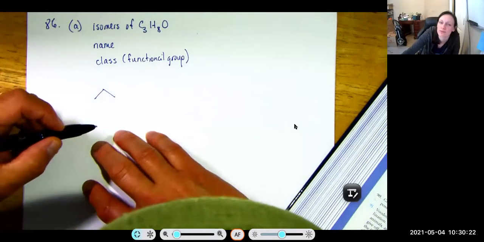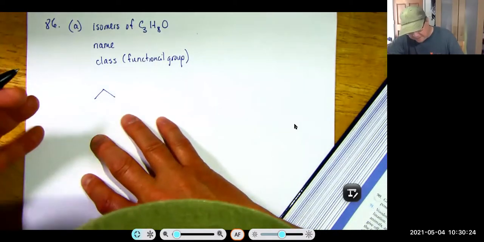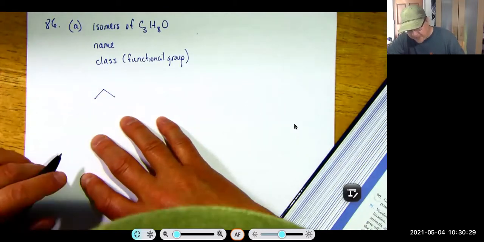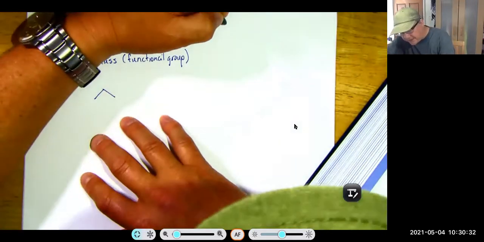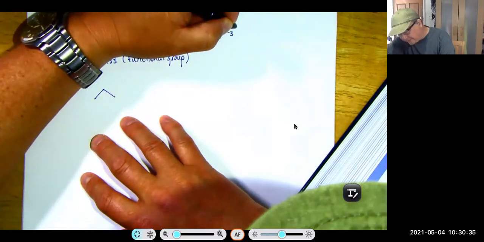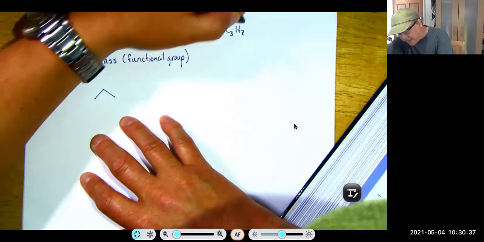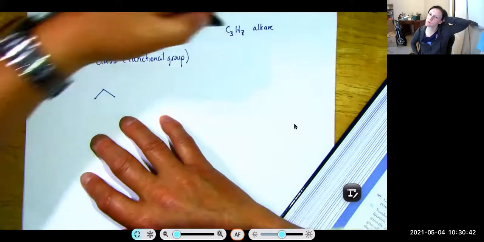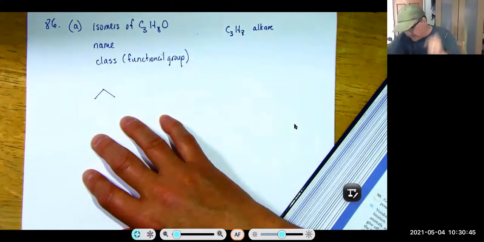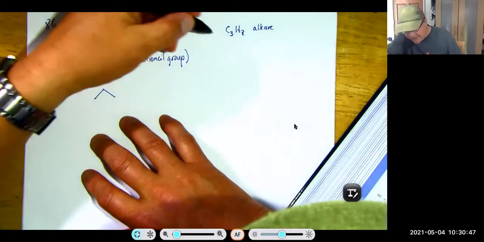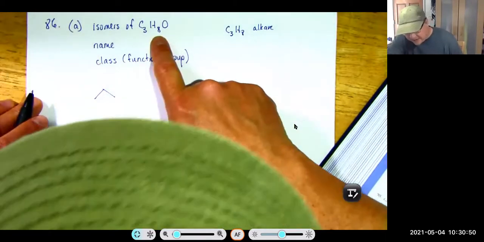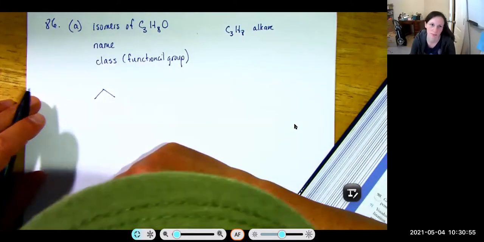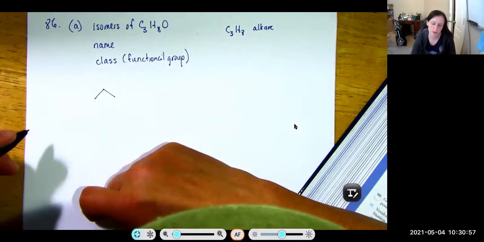Now I need to put an oxygen on this somewhere. Should it be a single oxygen or a double bonded oxygen? We know that C3H8 would be like an alkane, right? Yes, 2n plus 2. Now, how do we keep eight hydrogens and add an oxygen?